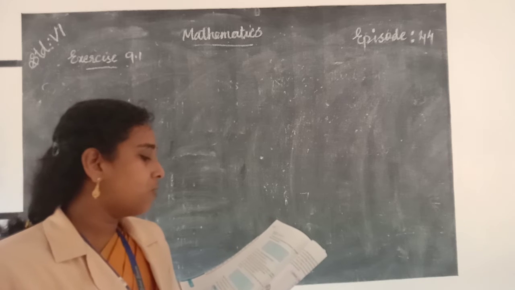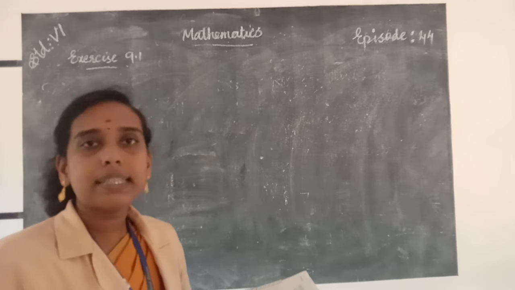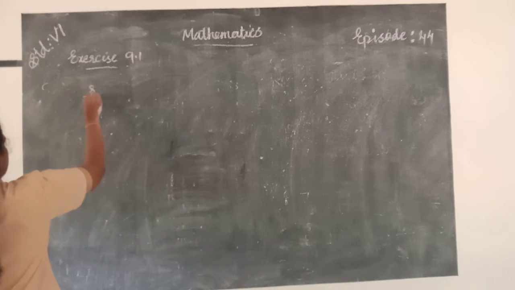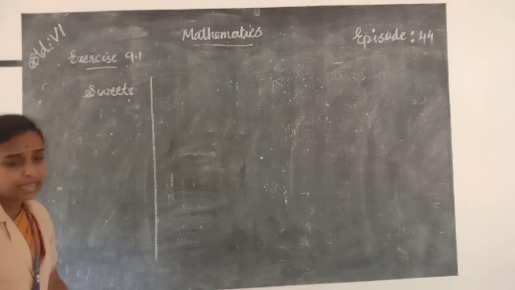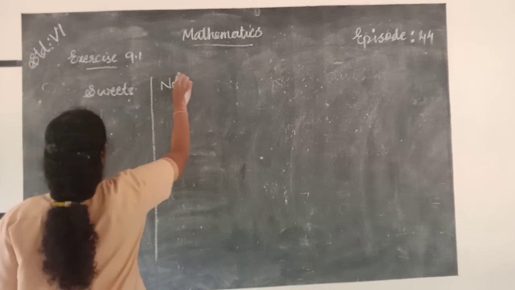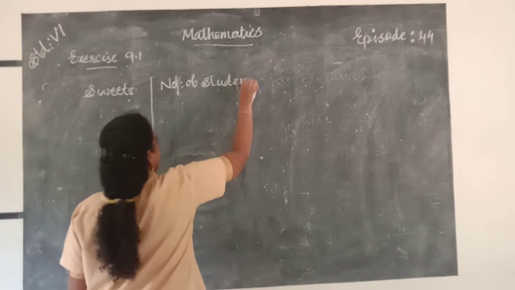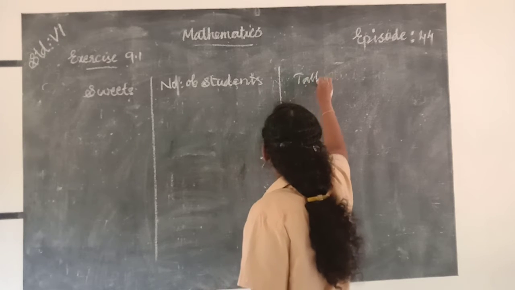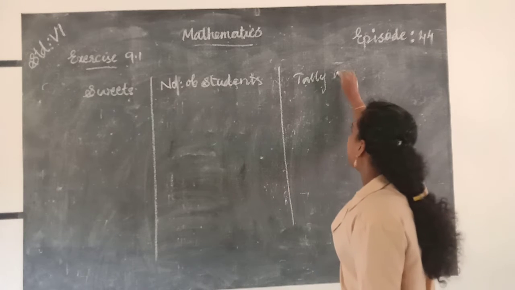Here, first we want to arrange the given names of sweets into a table by using tally marks. So for that you first draw the table. First column, name of the sweets. Then the second one, number of students. Then tally marks. Okay, sweets, tally marks and number of students.